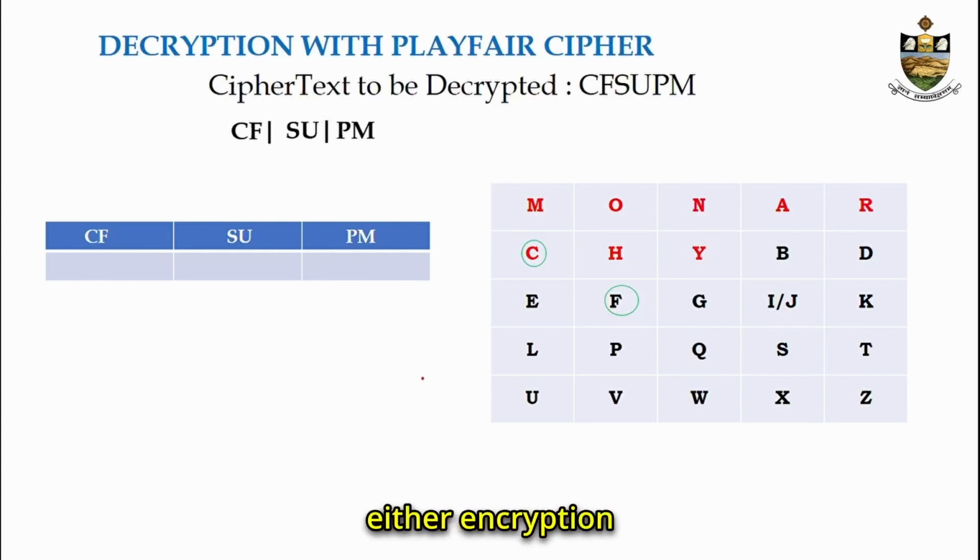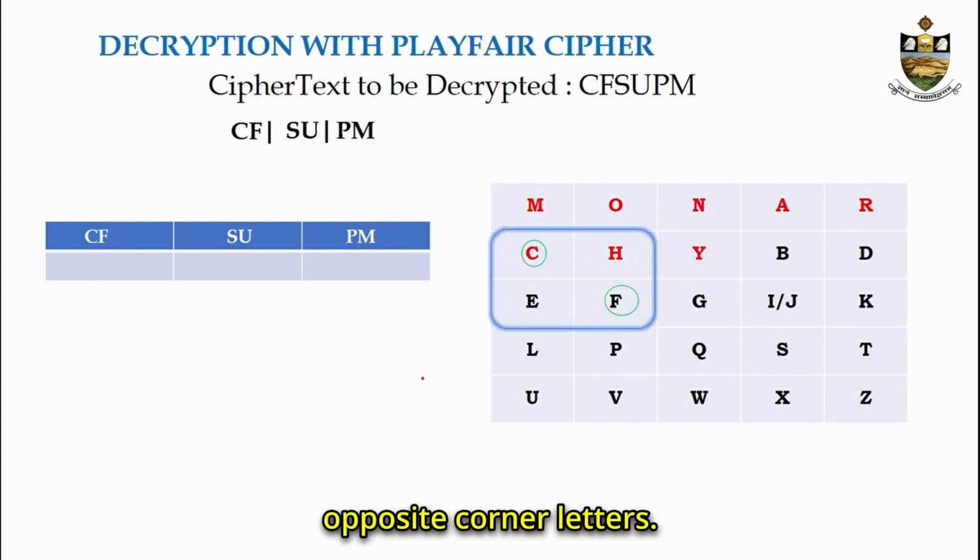The same logic follows for either encryption or decryption; they check this. So not in the same row. That's why we draw the rectangular box and find the opposite corner letters. C's opposite corner is H. So H is identified as the replacement of C, and F's opposite character is E. E is identified and replaces F.